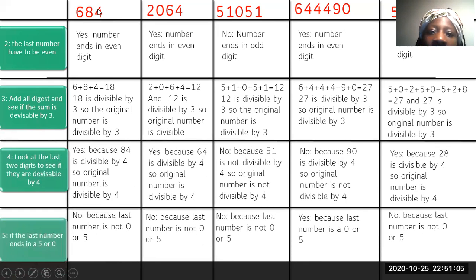After that, for 5, the last digit has to be a 0 or a 5. As we look, we have fours, ones, and an eight, which are all not five or zero. So these would not be divisible. But we do have a zero right here, which means this is the only one divisible by five.